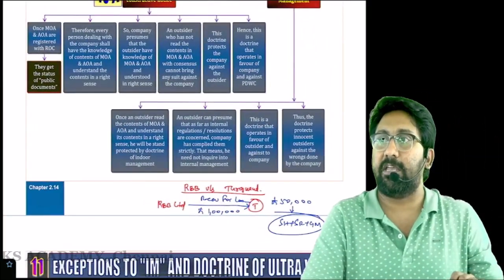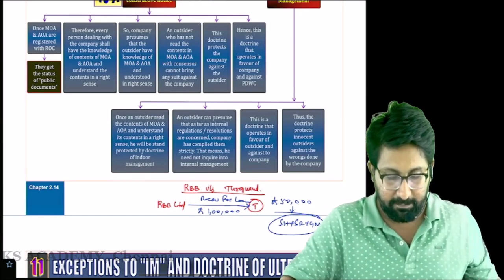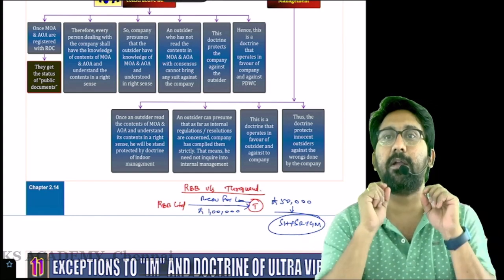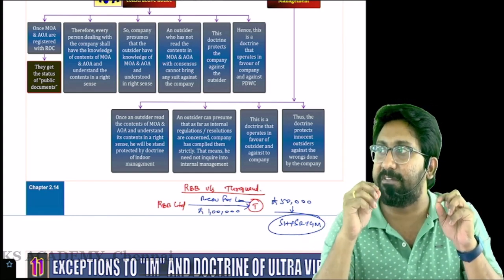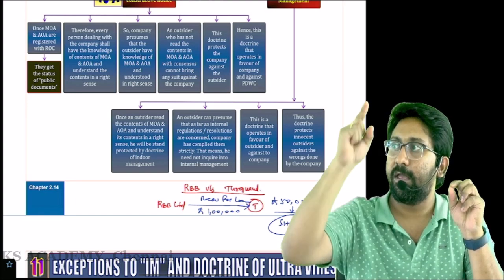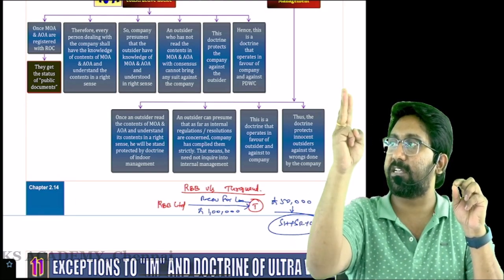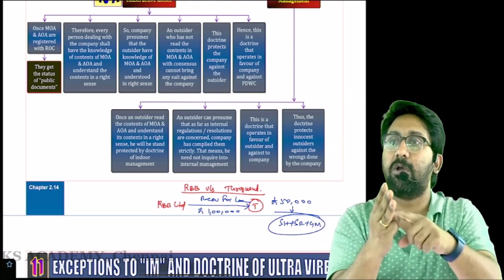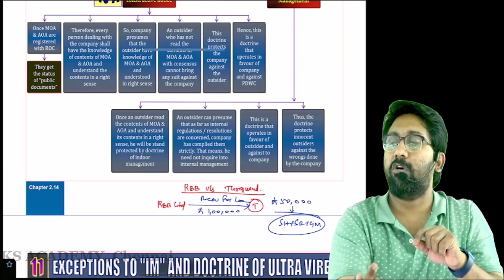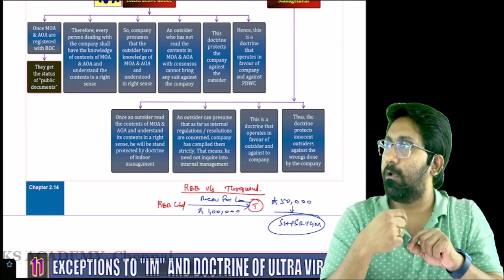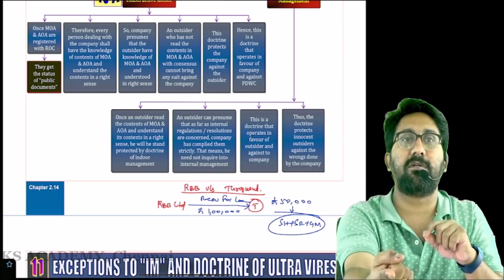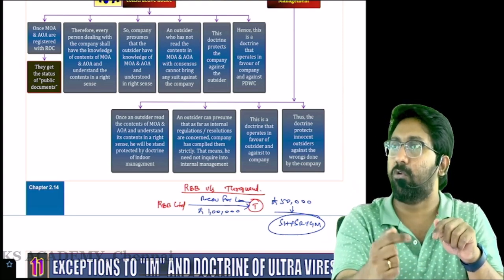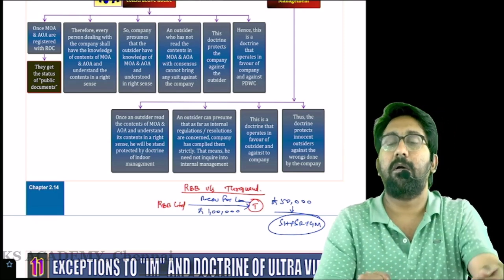Tell me first, MOA and AOA once registered will become a public document. So every person dealing with the company must first read, and next understand them. If he has not done this, who will be protected? Who will not be? This doctrine is in favor of whom, against whom? I read everything. Then who will be protected by the doctrine?